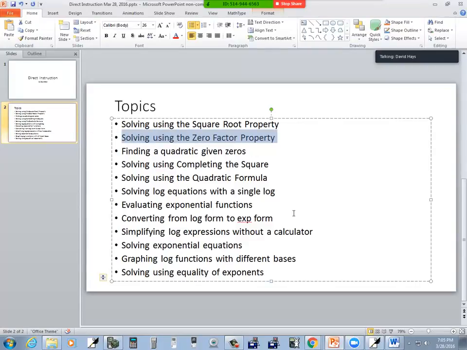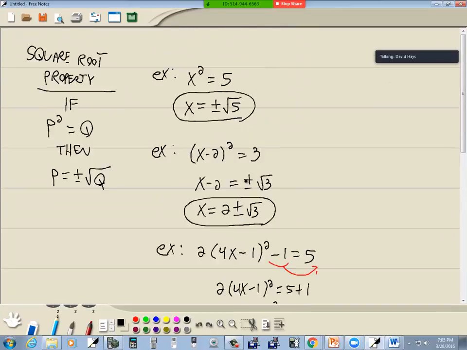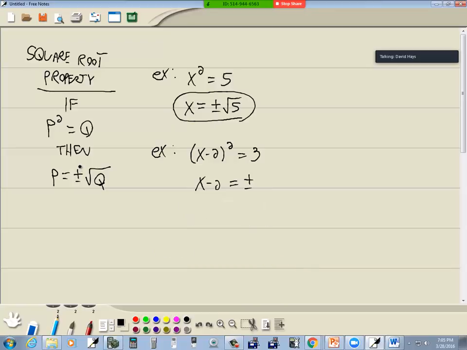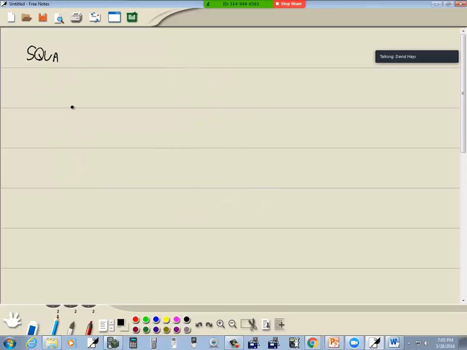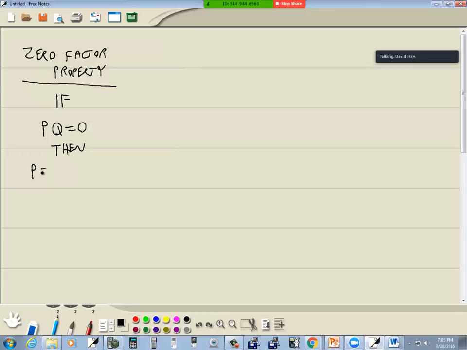Now the next one is solving using the zero factor property. Let me clear this off. Zero factor property says if you got something times something else is equal to 0, then you can set each factor equal to 0.